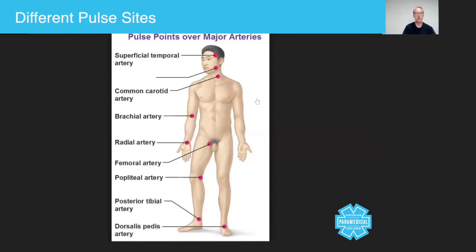Okay, guys, well, that's a snapshot of assessing the radial pulse and the circulation.